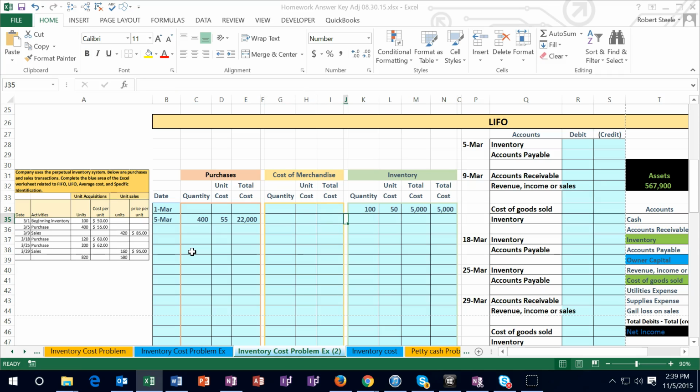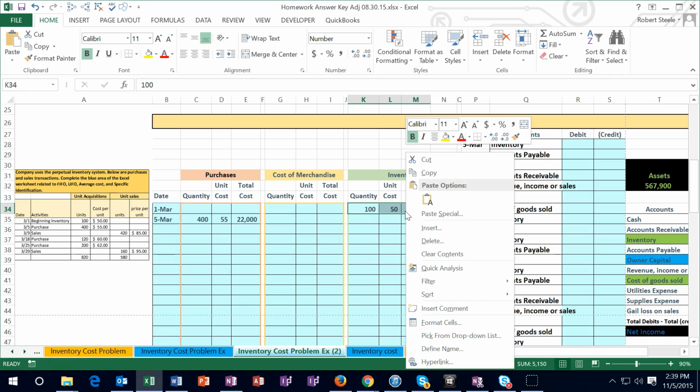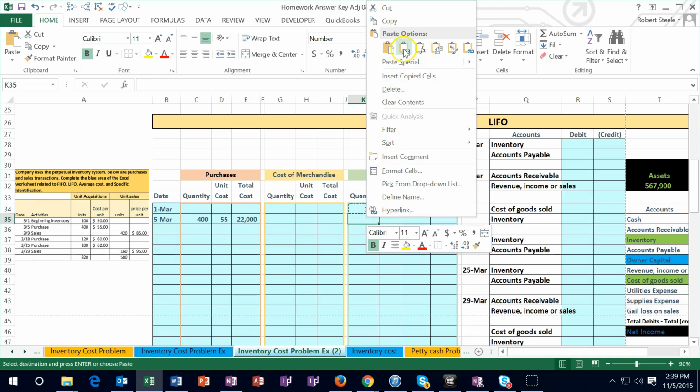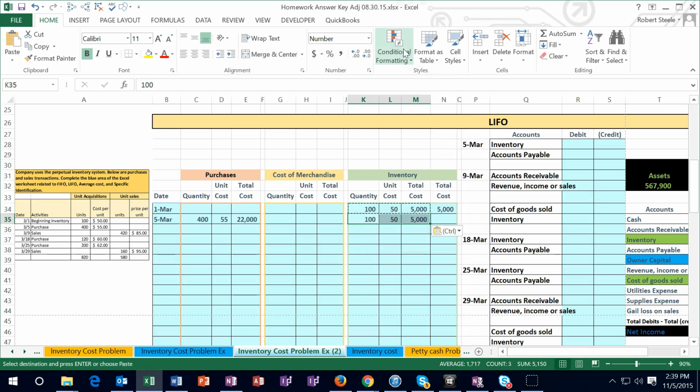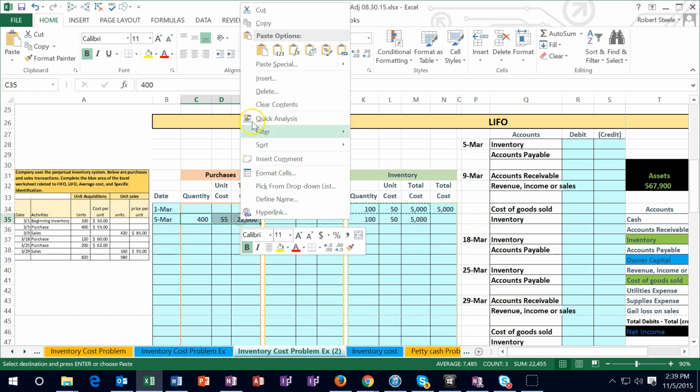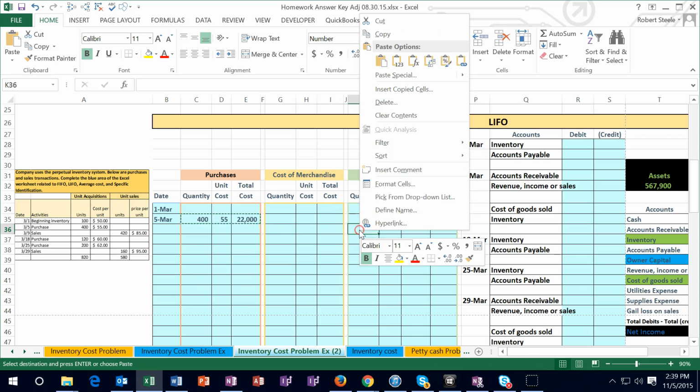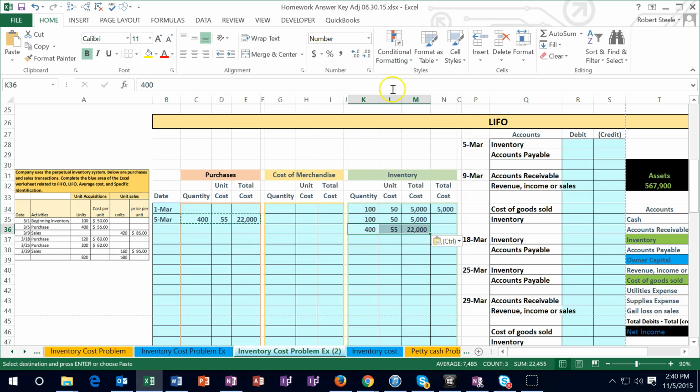Then I want to see what's in our ending inventory. First, I'm just going to pull these numbers down. So I'm going to highlight these three, left click and copy, and then right click and paste it, 1, 2, 3. Then I'm going to pull these numbers down. So I'm going to highlight those three, right click, copy, put my cursor in cell K36, right click, paste it, 1, 2, 3. Why am I doing that?